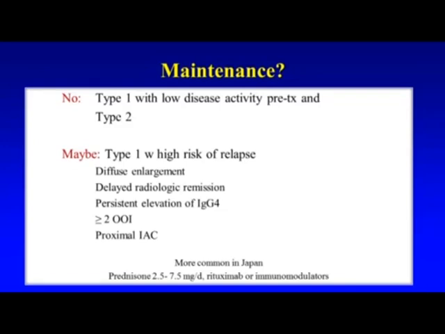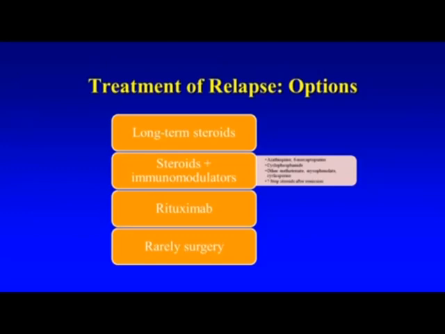Maintenance therapy is controversial. It's more commonly used in Japan. We tend not to do it. But if you're going to think about maintenance, the time to think about using maintenance therapy prior to experiencing a relapse is in patients who have diffuse enlargement, a delayed radiologic remission, persistent elevation of IgG4 after therapy, more than or equal to 2 other organs involved, or the presence of proximal cholangiopathy with stricture. And then if used, maintenance is typically with prednisone 2.5 to 7.5 milligrams a day, rituximab, or immunomodulators.